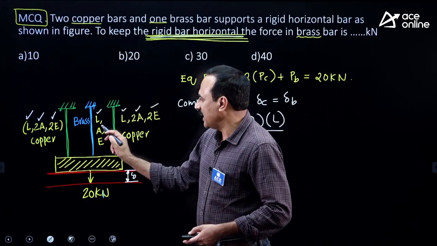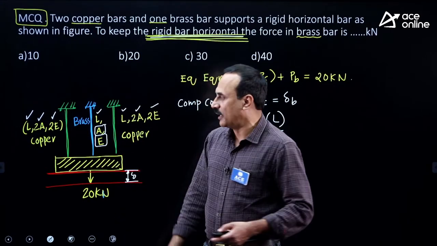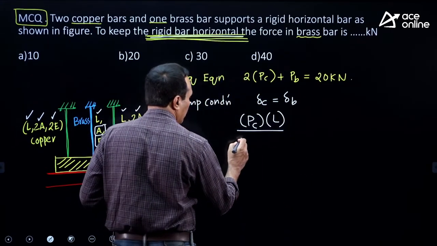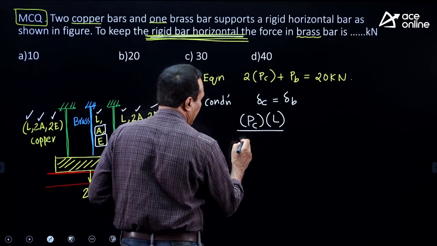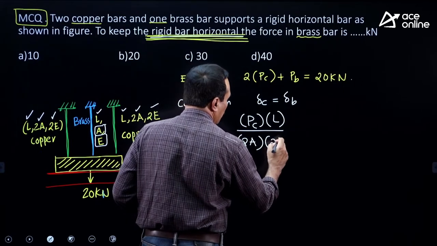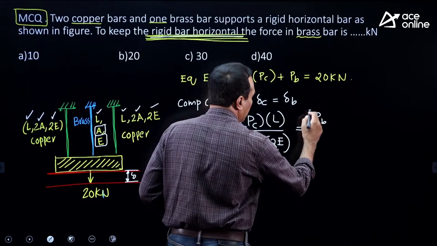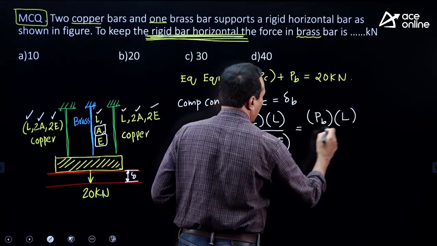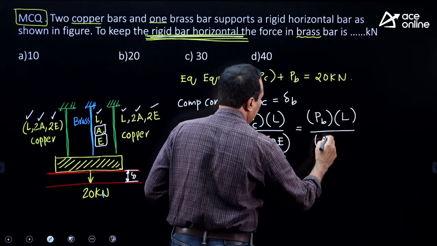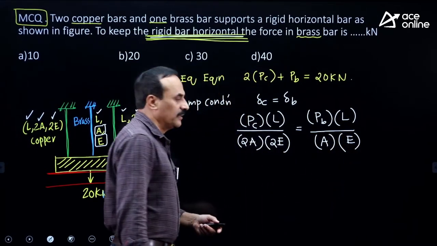And for brass, area is capital A, Young's modulus is given as capital E only. So here, PL upon A, area of copper is 2A and Young's modulus 2E, it is given. For brass, load is PB, length is same as that of copper, but area is less, it is only A, Young's modulus also less, it is only E.